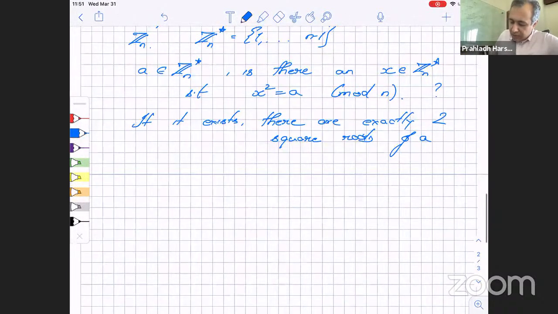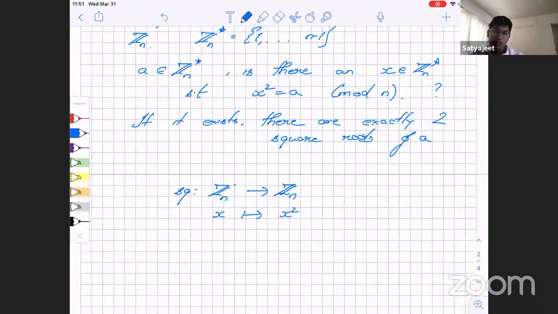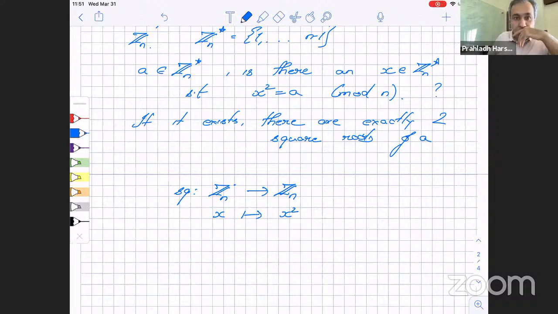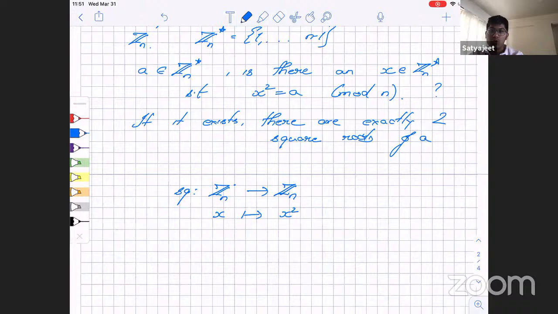Okay. So now let's look at the square map from Zn to Zn, which maps x to x square. How is it that the case when there are no roots got eliminated somehow? The number of roots is at most 2. Either there are no roots or there are 2 roots. That's all I have said. Yeah, there could be a case where there is no root.